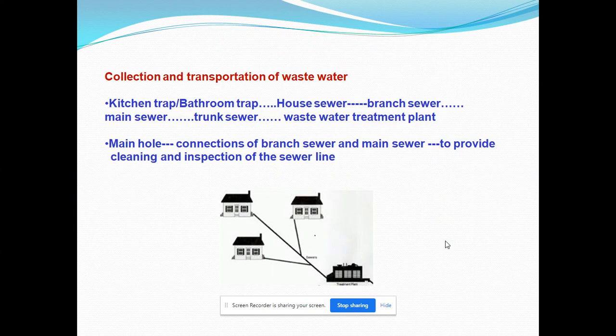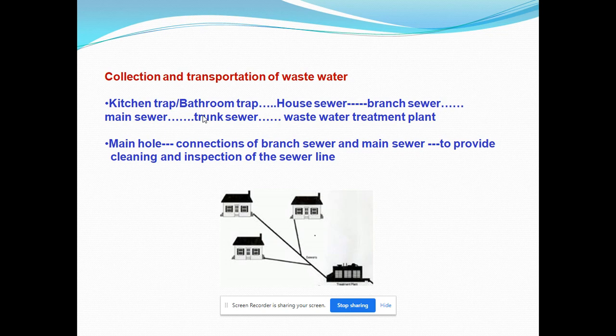Now, it's time to think about your daily life. Where does the wastewater come from? And how does the wastewater go from your kitchen or bathroom to the main sewer? Wastewater from various sources of your house is collected in the house sewer by means of traps, bathroom traps, or kitchen traps. Traps are attached to the bottom of the sink.